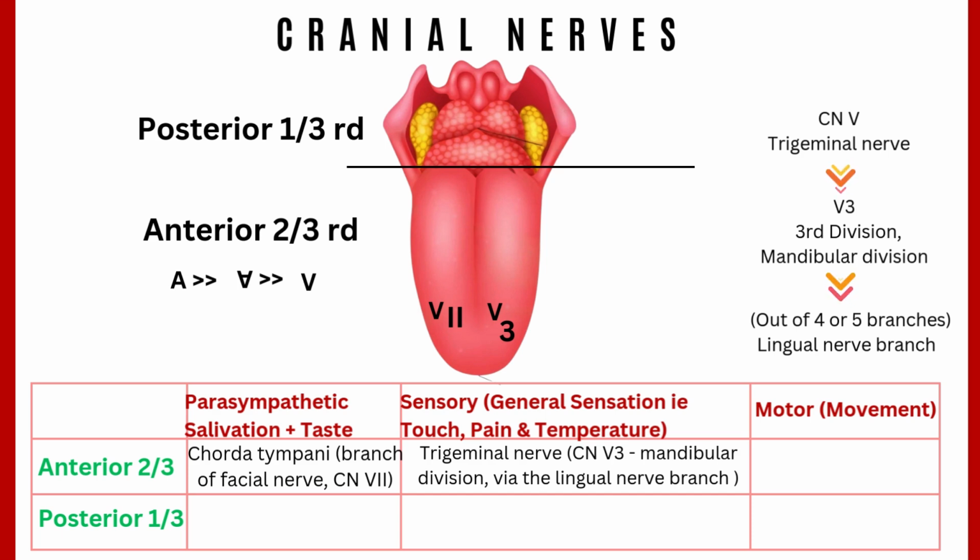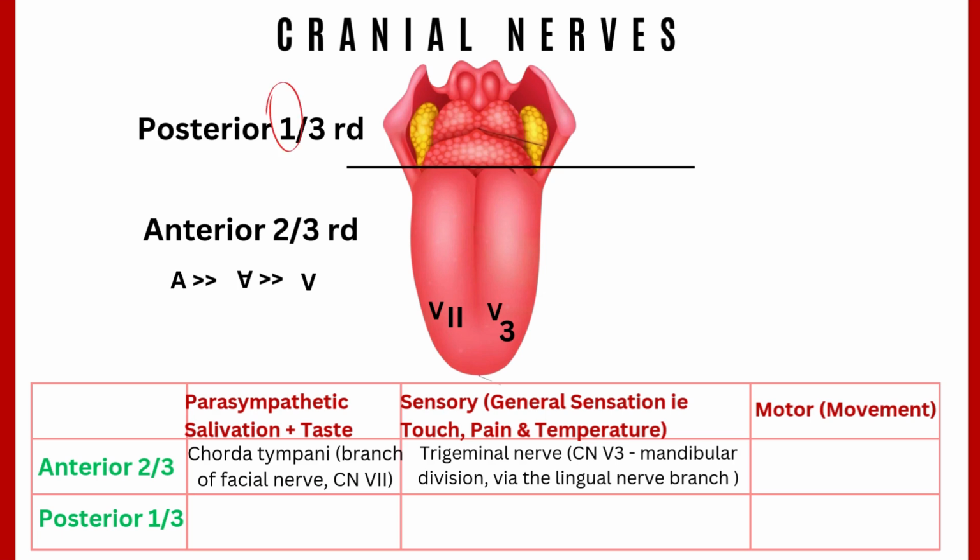Now let's look at the posterior 1/3 of the tongue. 1/3, take that 1 and remember that there is only one nerve which supports the posterior part of the tongue. So the back third of the tongue is innervated by only one nerve. So take this letter P from posterior and flip it around. It looks like 9. That helps you remember cranial nerve 9, which is responsible for this region. Cranial nerve 9 is glossopharyngeal nerve, and it provides both sensory, that is touch, pain, temperature, and taste to the posterior third of the tongue, right?